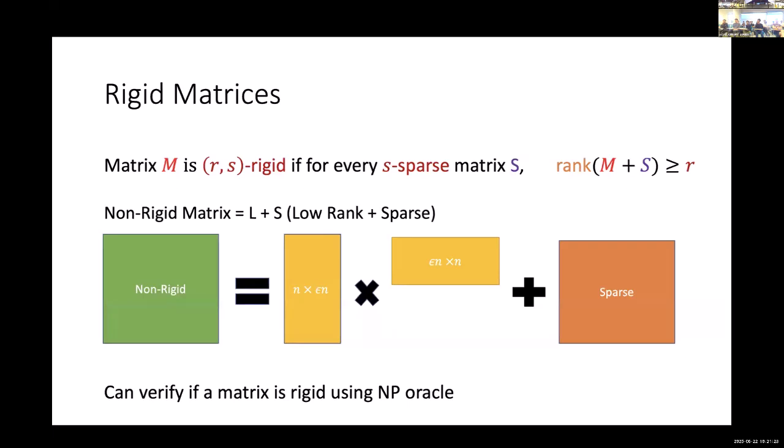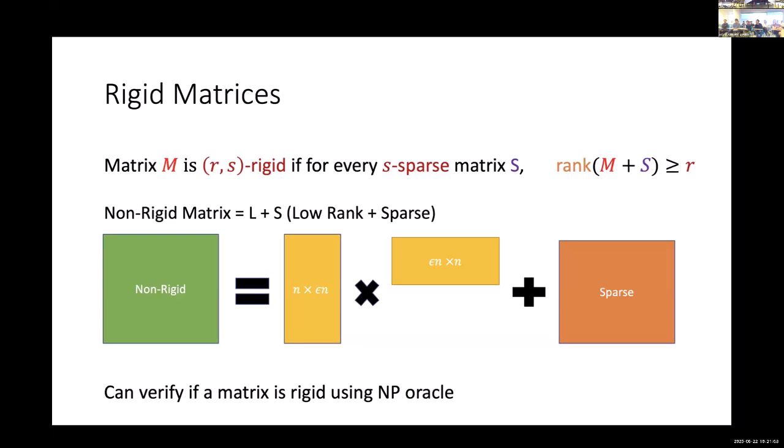The other side of the coin is rigid matrices. This is the following explicit object, a matrix. Let me define non-rigidity first. A matrix is non-rigid if it can be written as a low rank plus sparse matrix. So any matrix that cannot be decomposed that way is considered rigid. Rigid matrices are awesome because we get circuit lower bounds, they seem very useful. They're just a nice combinatorial object to have. And we would really like to get explicit constructions for these rigid matrices.